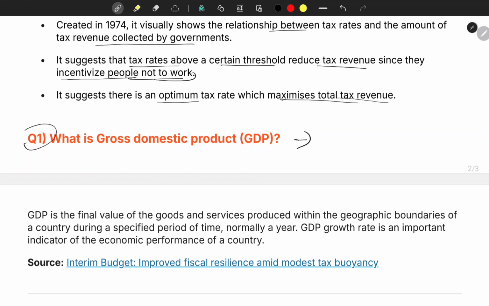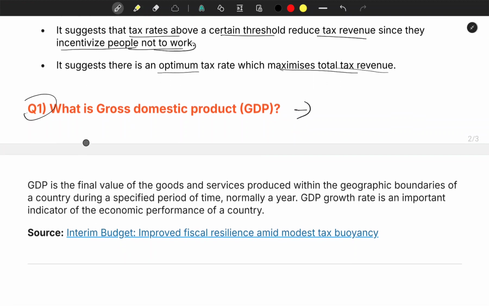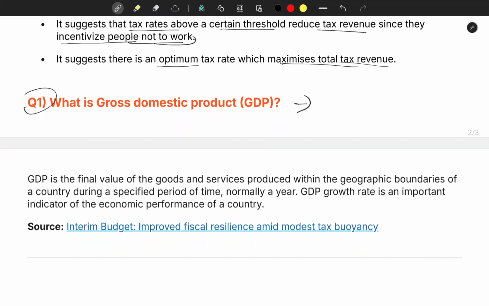Let us see one question. What is gross domestic product? Everyone knows this, but I have to explain this topic to everyone. GDP is the final value of the goods and services produced within the geographic boundary of a country during a specified period of time, normally a year. GDP growth rate is an important indicator of the economic performance of a country.